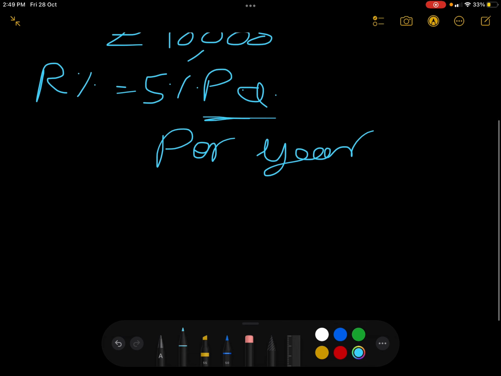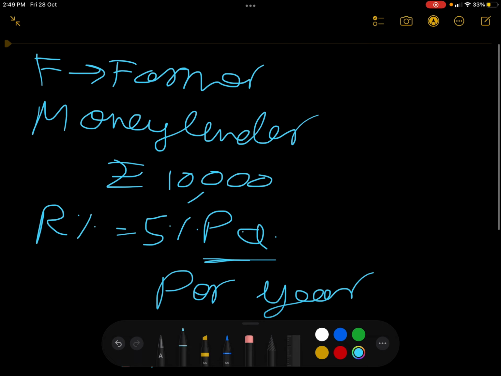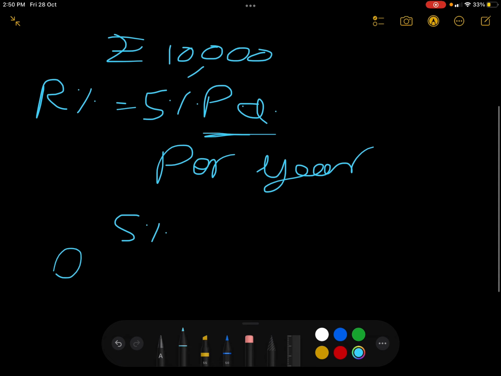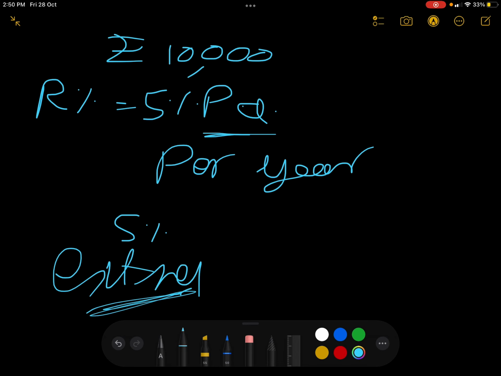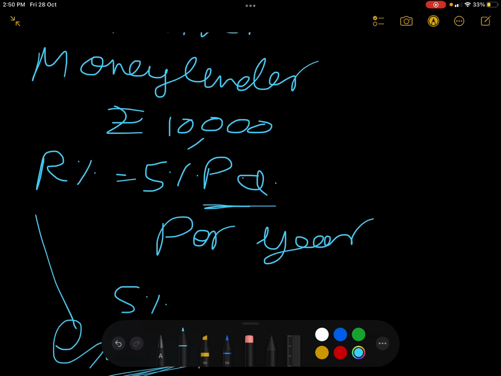Now, when we say 5% per year, it means that 5% will be charged extra on the money that was initially borrowed. Before we continue any further, let me tell you that the initial money that was borrowed is your principal. Your principal is 10,000. Understood?